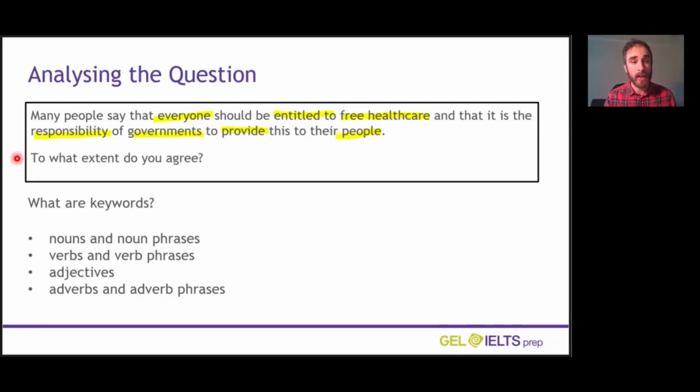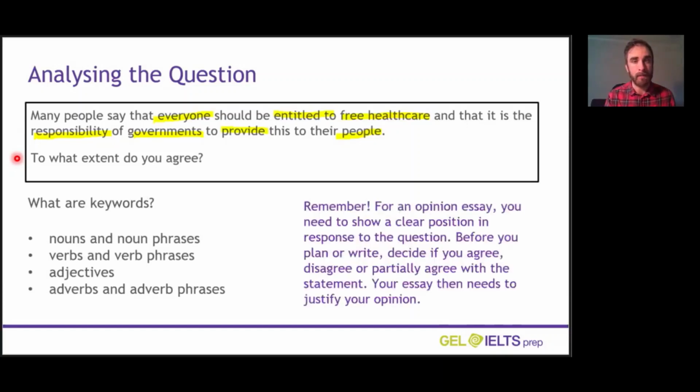If we look at the question, it says, to what extent do you agree? So we must explain why we agree or disagree with the question statement. For an opinion essay, you must show a clear position. Okay? You need to decide if you agree, disagree, or maybe partially agree with the statement. Your essay is going to justify why you have chosen that position.